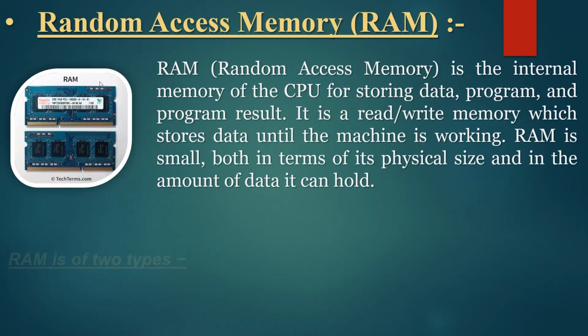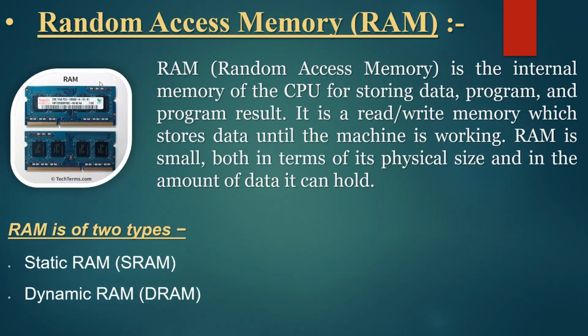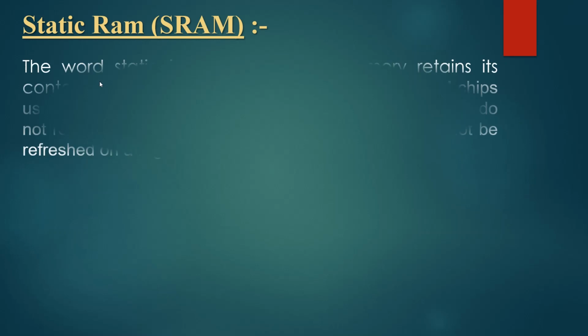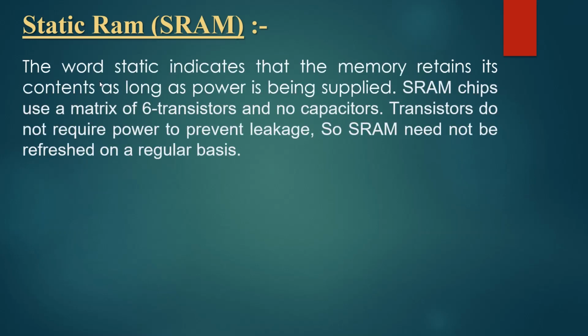RAM is of two types: static RAM and dynamic RAM. Let's study static and dynamic RAM one by one. The word static indicates that the memory retains its contents as long as power is being supplied. SRAM chips use a matrix of 6 transistors and no capacitors. Transistors do not require power to prevent leakage, so SRAM need not be refreshed on a regular basis.